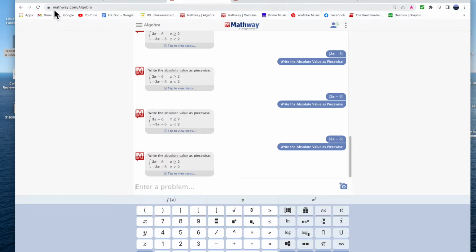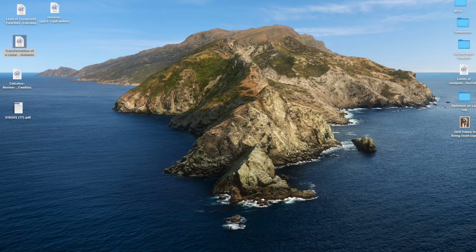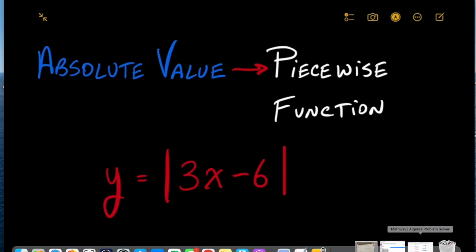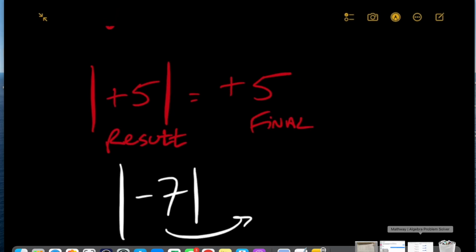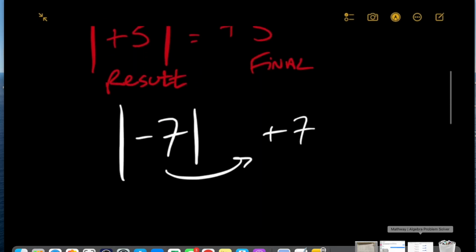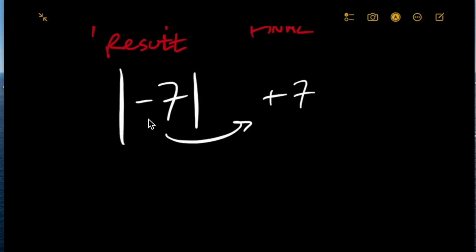But just in case you are not allowed to use Mathway on a quiz, for example, I'm going to show you how to do this step by step. First thing I want to do is talk about the intuition of the absolute value function. So if you have a positive result within the absolute value function, the final result is going to be the same as what is inside the absolute value. However, that is not true if you have a negative result inside the absolute value. In this case, the final result and the result within the absolute value are going to be opposite.